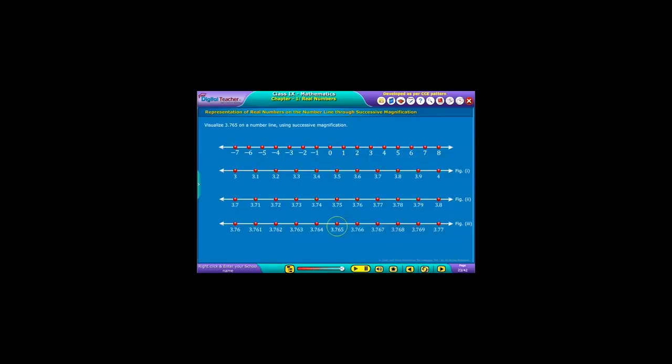Now, let us represent a non-terminating recurring decimal on a number line. Visualize 4.26 bar on a number line using successive magnification. Here, the repeating decimal 4.26 lies between the interval 4 and 5.